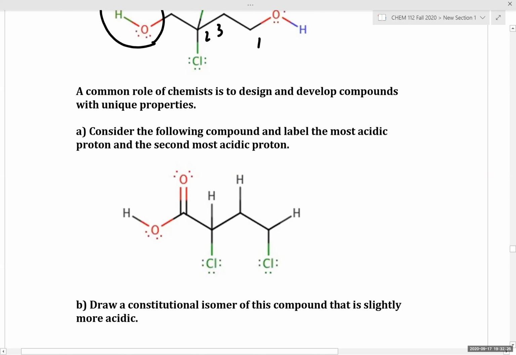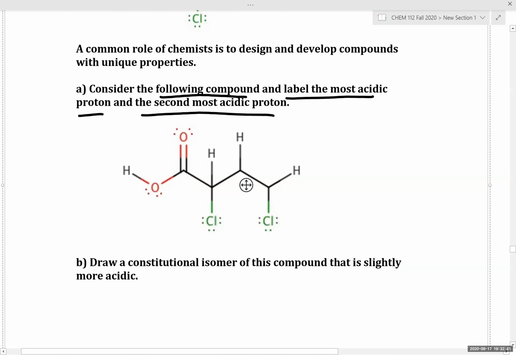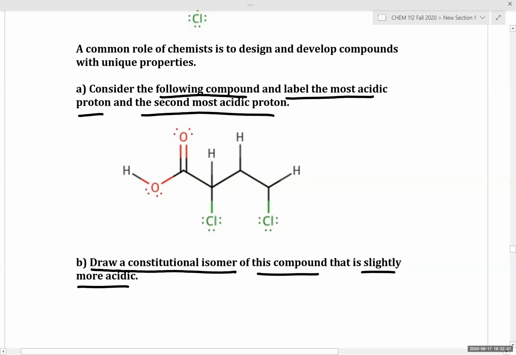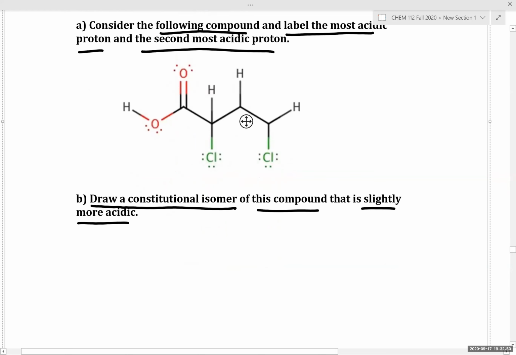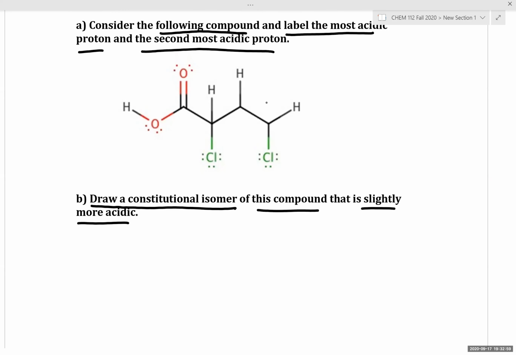So one common role of chemists is to design and develop compounds with unique properties. I'd like you to consider the following compound, and I'd like you to label the most acidic proton and the second most acidic proton. And then I'd like you to try and draw a constitutional isomer of this compound that is slightly more acidic. Okay, we're starting to add some complexity here. So let's take about 4 to 5 minutes to work on this example, and I'd like to see an annotated structure for part B shared by at least one student in this session. And we'll discuss this example momentarily.